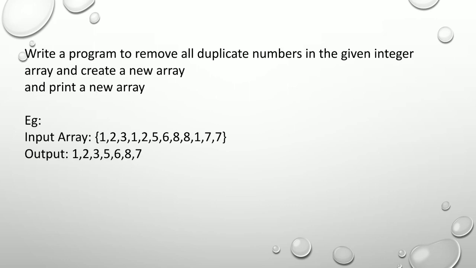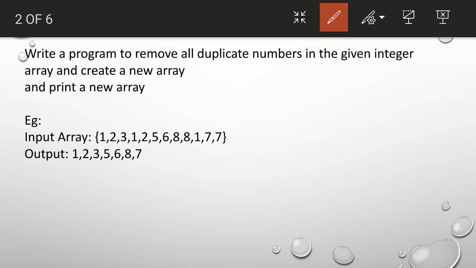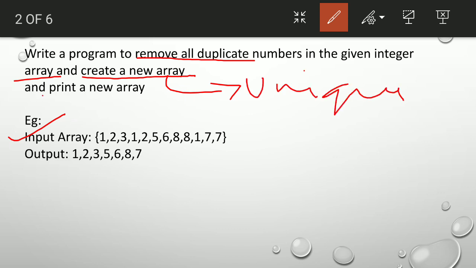So our first question is, this is how they had given it. Write a program to remove all duplicate numbers in the given integer array, create a new array and print the new array. So we need to write a program to remove all duplicate elements in a given integer array. The array is given. We need to remove all the duplicate elements and create a new array which contains only the unique elements. And we need to print that new array.